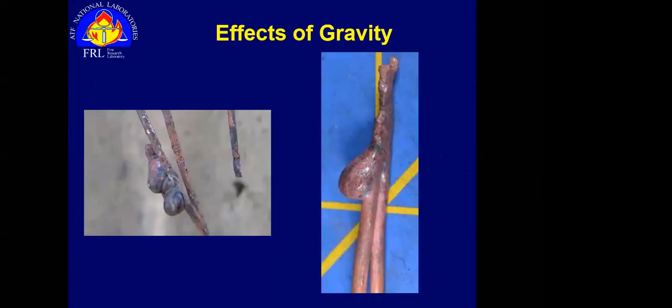So here's just a couple examples. Again, if you see a globule or a mass of metal that is 2, 3, 4 times the diameter of the original conductors, that's probably a good indicator that it was a function of melting by fire as opposed to arc melting.